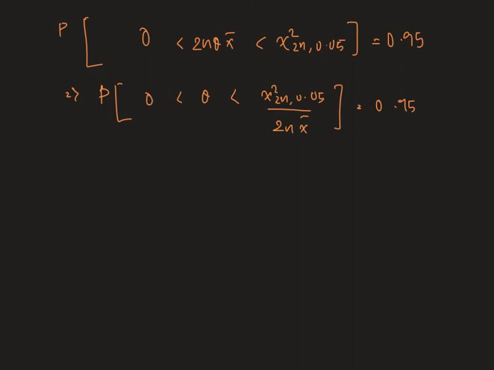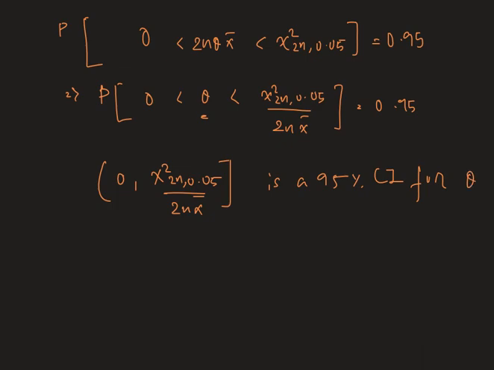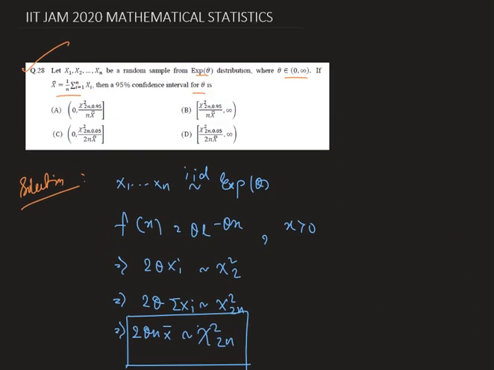This we get from the definition of confidence interval. Hence, the confidence interval for the parameter theta is nothing but 0, open interval, to chi square 2n comma 0.05 divided by 2n x bar, and at this point the interval is closed. So this is a 95% confidence interval for theta. Hence, option C is the correct answer.